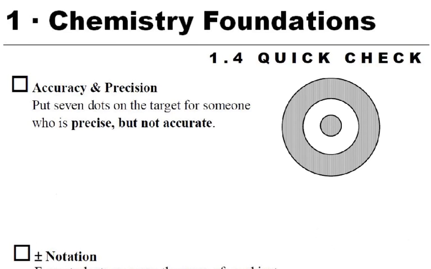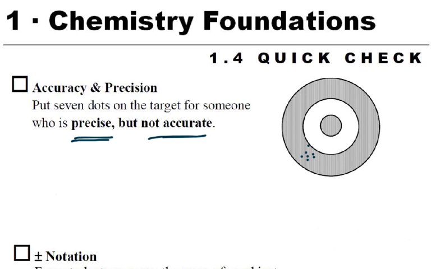Okay, I want to go over the 1.4 quick check. So first it says put 7 dots for someone who is precise but not very accurate. Well, if they're accurate, we expect them to be on the bullseye, so we're not going to put it on the bullseye, but they are precise, so 3, 4, 5, 6, 7.